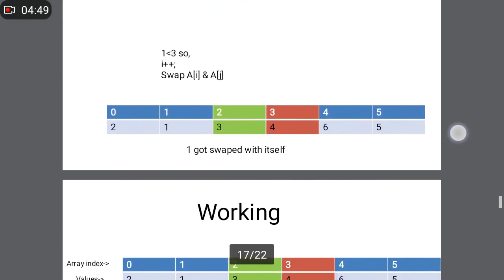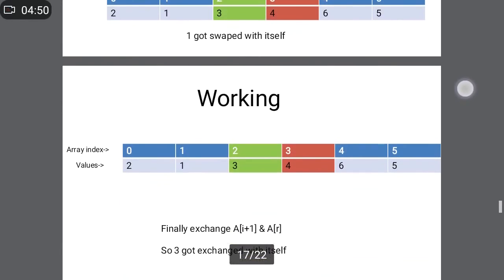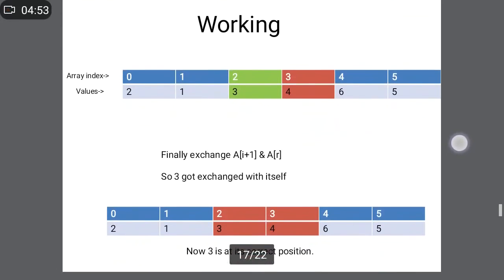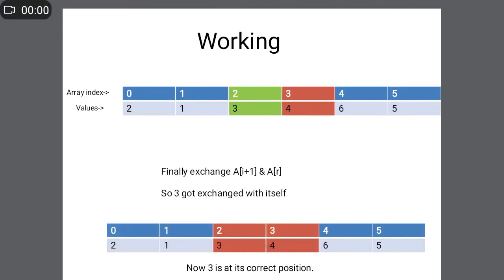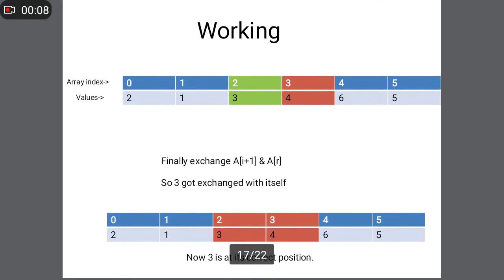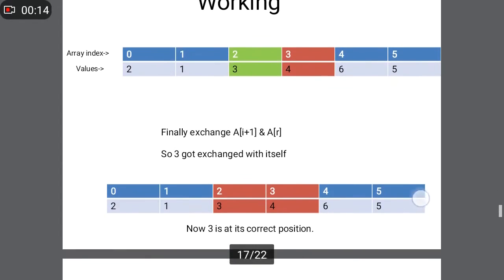Now in the final step we swap the values at i plus 1 and r. So i plus 1 is 2, r is also 2. So the value at 2 is 3. So 3 got swapped with itself. So now 3, which was our pivot, is at its correct location.